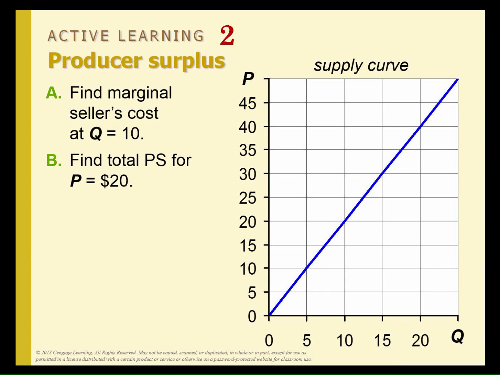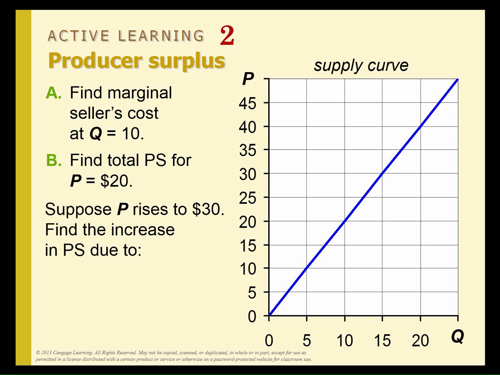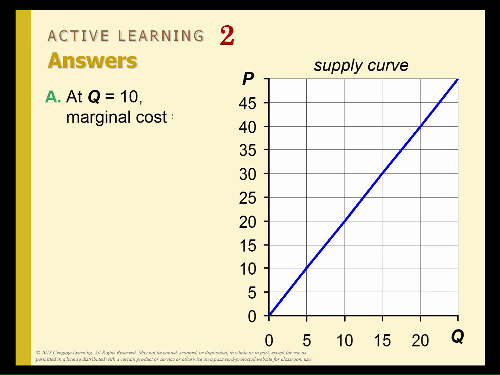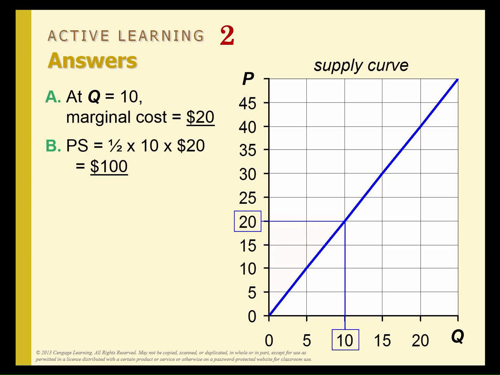All right, let's find the marginal seller's cost at Q equals 10. So the 10,000th person, what's their cost? And then the total producer surplus. Okay, and then I want you to decompose it into what pieces are changing in the producer surplus. All right, so this is very simple. Guy number 10 or guy number 10,000, you just go up to the supply curve. His cost is 20. The producer surplus for all of those people is 100.